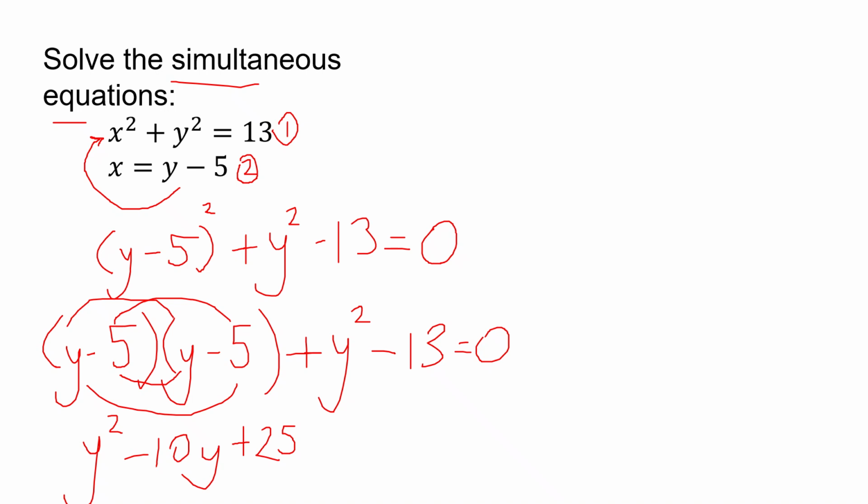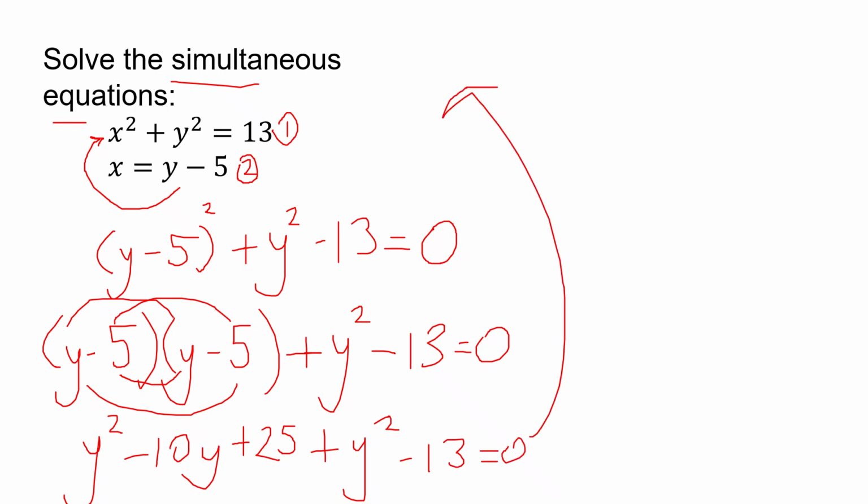So collect like terms, you get y squared minus 10y plus 25 plus y squared minus 13 is equal to 0. I'm now going to collect my like terms. So y squared plus y squared makes 2y squared. Then I've got minus 10y, plus 25 minus 13 makes plus 12 is equal to 0.